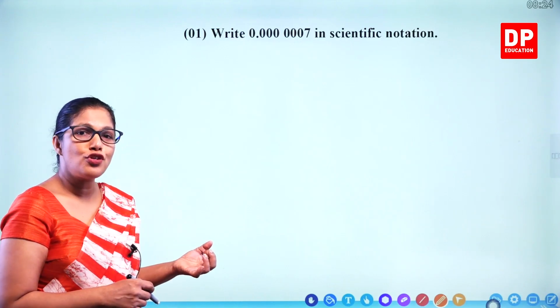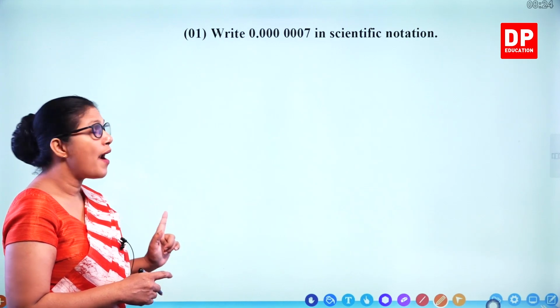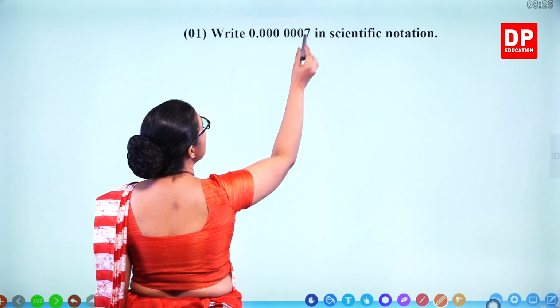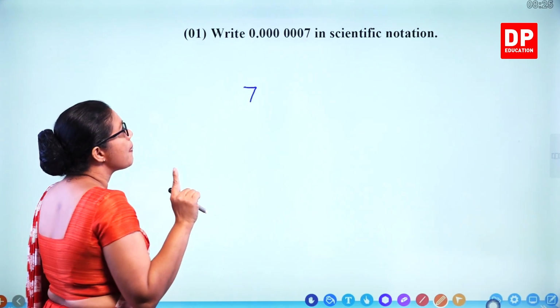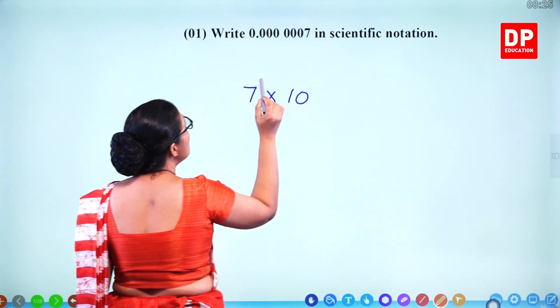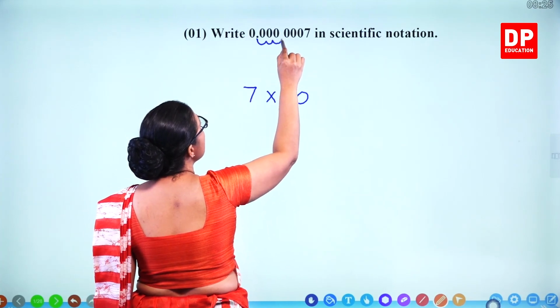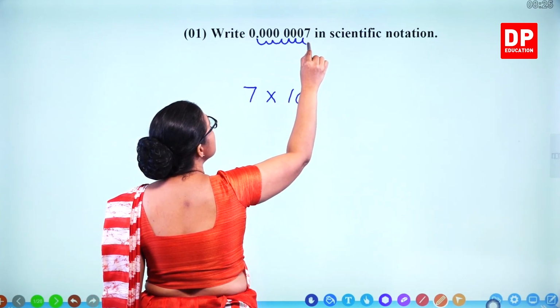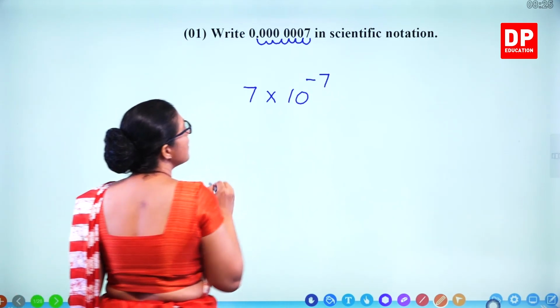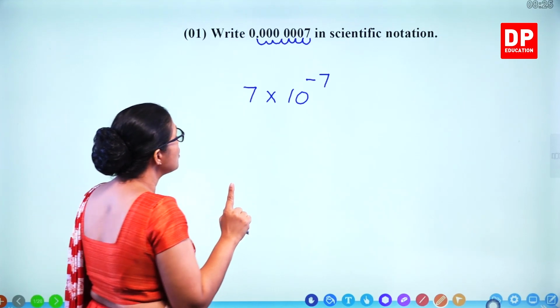Let's take question number 1. Write 0.0000007 in scientific notation. So the number in front should be less than 10 and more than 1. You can't keep the decimal value. So what's the value? You have to keep 7. 7 is the number less than 10, more than 1. And how many places are we moving? 1, 2, 3, 4, 5, 6, 7 places. So this is a decimal, so you get -7.